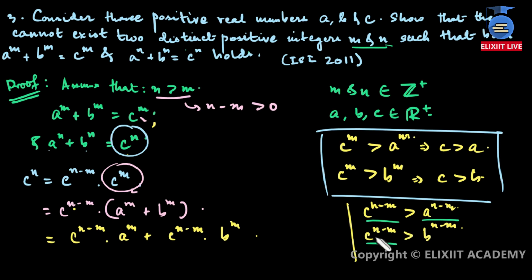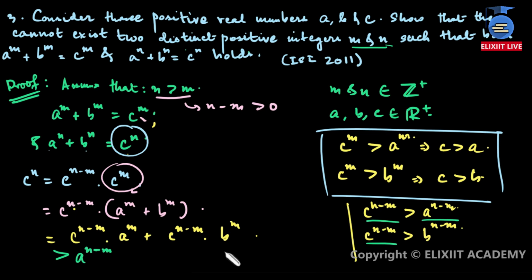Right? So put these values, which means that c to the power n minus m is greater than a to the power n minus m. So write down a to the power n minus m in the place of c to the power n minus m. Simple inequality, nothing else. Basic inequality.